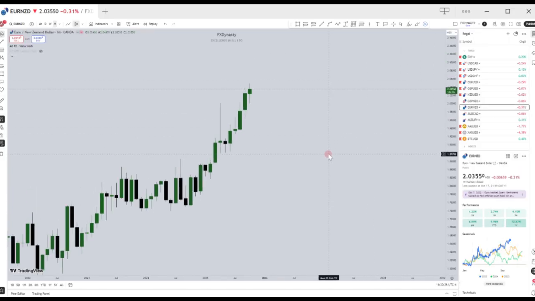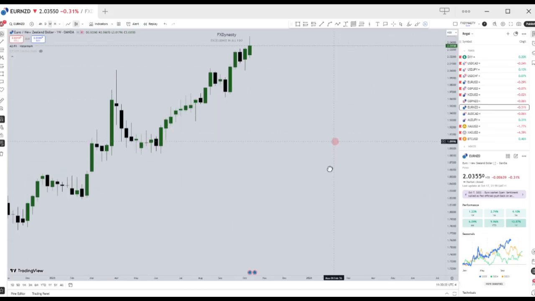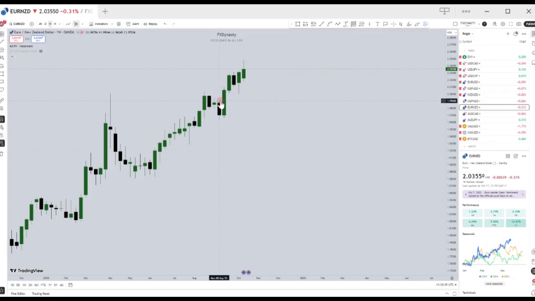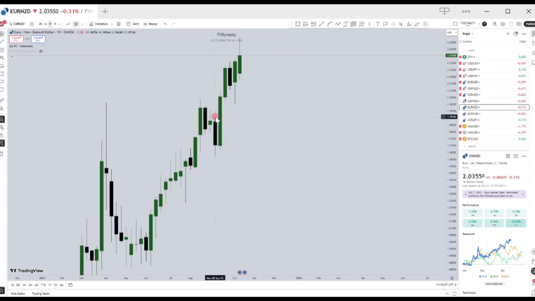Then Euro NZD, the same thing. A weekly candle, we actually have what's this fair value gap. We did not actually trade into it. Sometimes this is SMT divergence. No. We actually did trade into this.